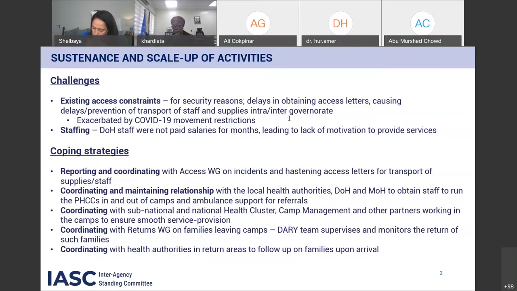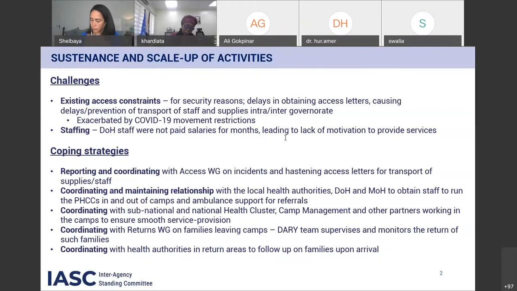The second thing is that DOH staff were not paid salaries for months. That demotivated them, which was also reflected in the provision of these services. There are also other challenges, but what I mentioned are the most important ones.